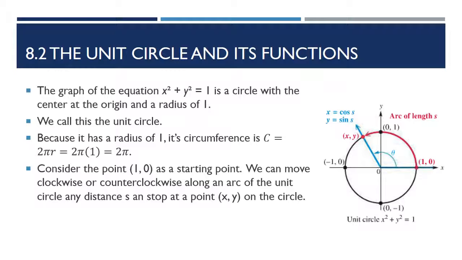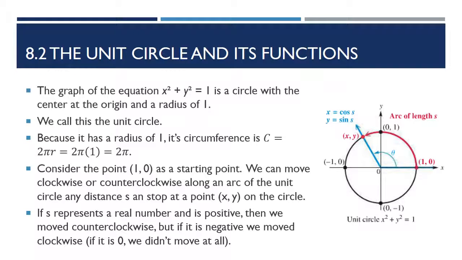Consider the point (1, 0), which is on the x-axis, as a starting point. We can move clockwise or counterclockwise along an arc on that circle any distance s and stop at a point (x, y) on the circle. So imagine that you're in a little car and you start at (1, 0) and you're driving along the circle and you stop at some point. You drive a distance, a length of s, and you stop at the point (x, y).